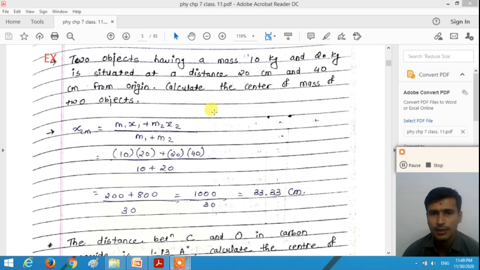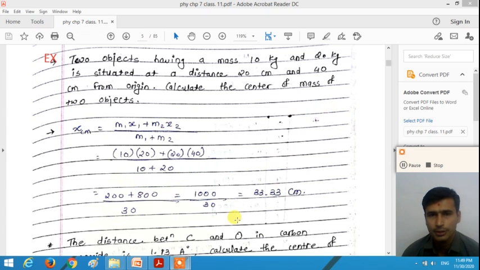Given the data, m1 is equal to 10 kg, so we put 10 into x1, 20 centimeter, plus m2, 20 kg, x2, 40 centimeter, divided by 10 plus 20. So we get 33.33 centimeter. Here the center of mass is a distance from the origin. So the unit of the center of mass is centimeter, meter and so on. Here the dimensional formula of the center of mass is L1. So this way we can calculate.